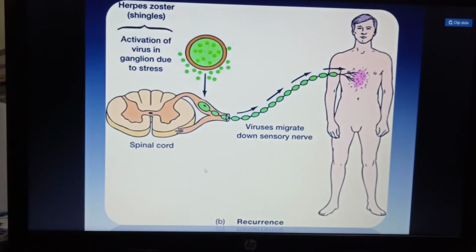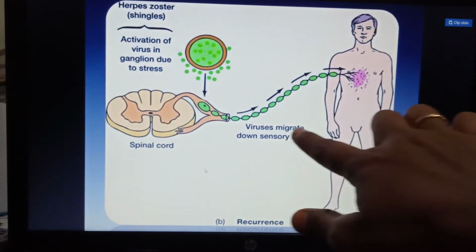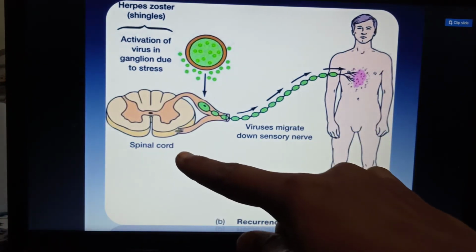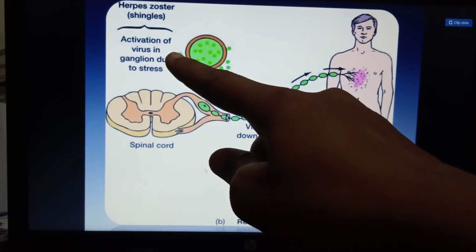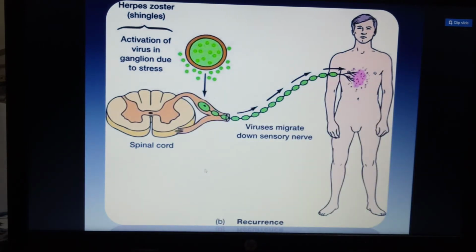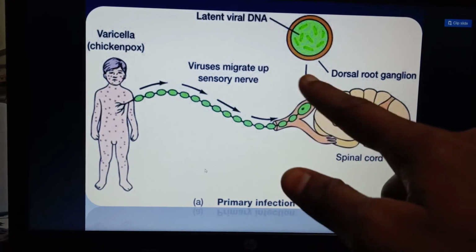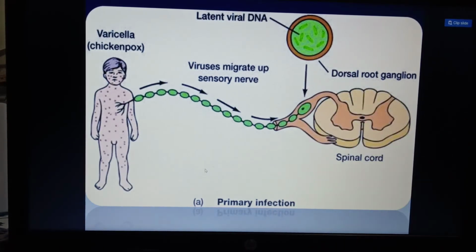Okay, so recurrent infection means the virus migrates from the body to the sensory nerves, and from there it is transmitted to the spinal cord, where the virus is activated in the ganglion due to stress. It causes herpes zoster virus infection, whereas the chickenpox infection spreads through sensory nerves, dorsal root ganglia and spinal cord, and is transmitted through the bloodstream.